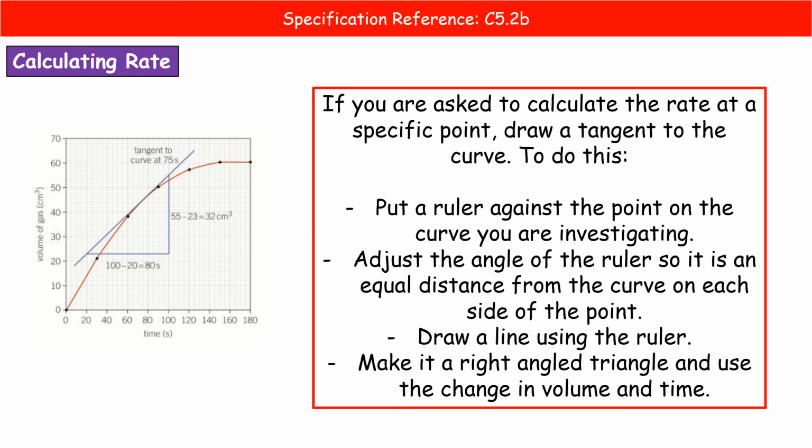Once you've done that, all you need to do is complete your triangle. I would always suggest looking to find nice easy numbers to use, because you're going to have them if you've drawn a decent enough tangent. So pick easy numbers to use. In this case, you can see that we used the seconds there. We did 120 because that was a lovely little point that we could use. 100 minus 20 gives us 80 seconds. Then we also work out our difference in volume. 55 minus 23 is 32. To calculate the rate then, 32 divided by 80. Stick it in your calculator, you've got your rate of reaction there.